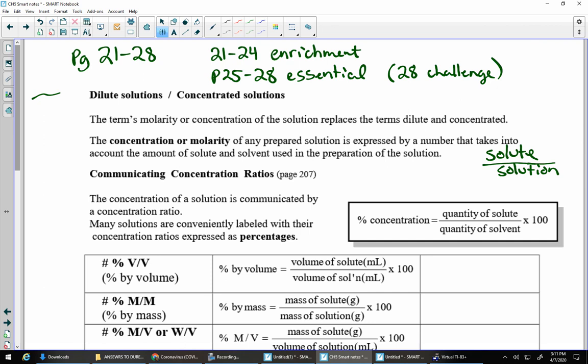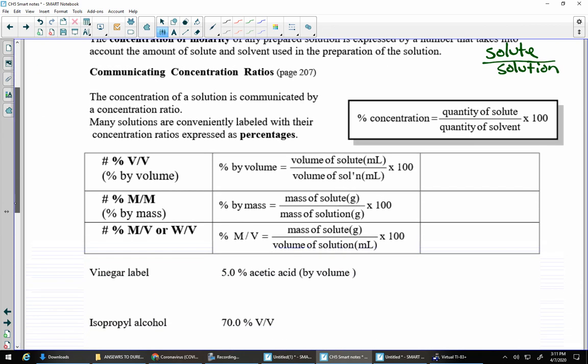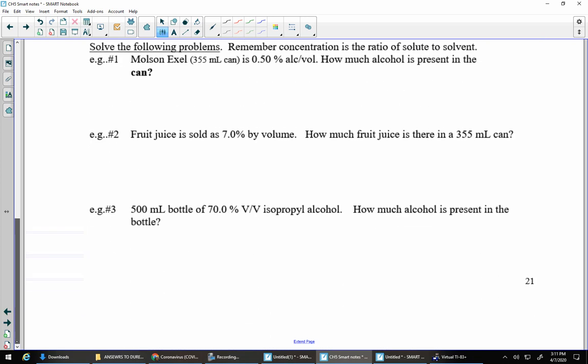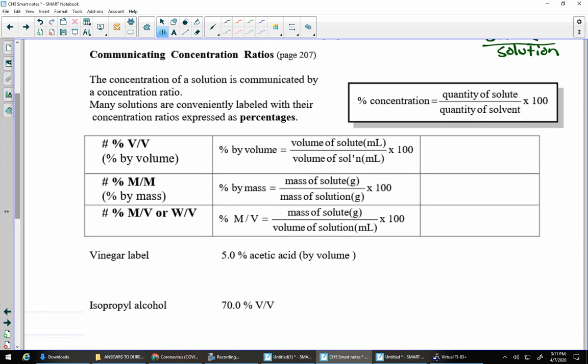Cool. The first little bit is enrichment, on this first page, page 21. If you don't already have it, have your workbook open to page 21, your data booklet, probably your periodic table for this one, and of course a calculator to follow along with. Communicating these concentration ratios, there are 3.5 ways that we'll look at today. Again, pages 25 to 28 are by a long shot the most important.